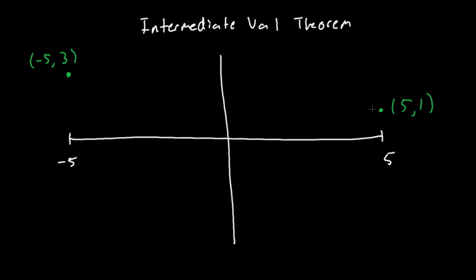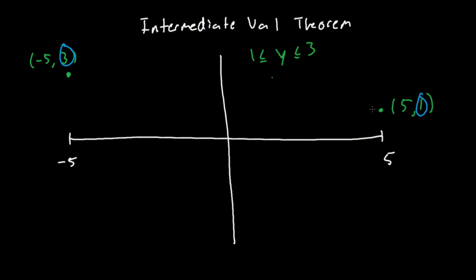Now that we have these 2 points, we have the y values. So the y values of the 2 points are 3 and 1, correct? That means that there must be a point along this graph, as long as this function is continuous, where the y value is equal to 2. Or any number for that matter between the 2 endpoints' y values.